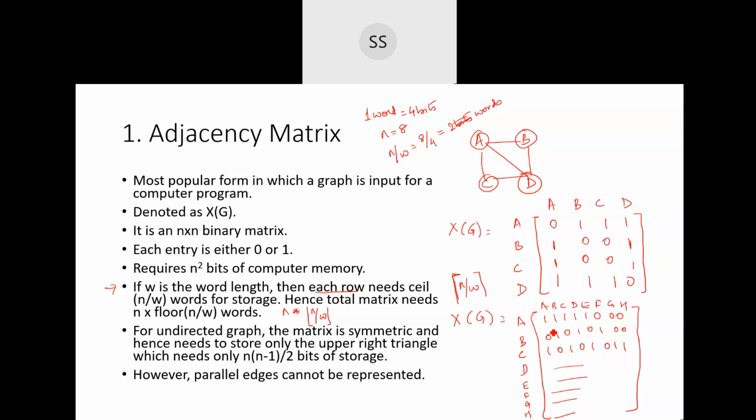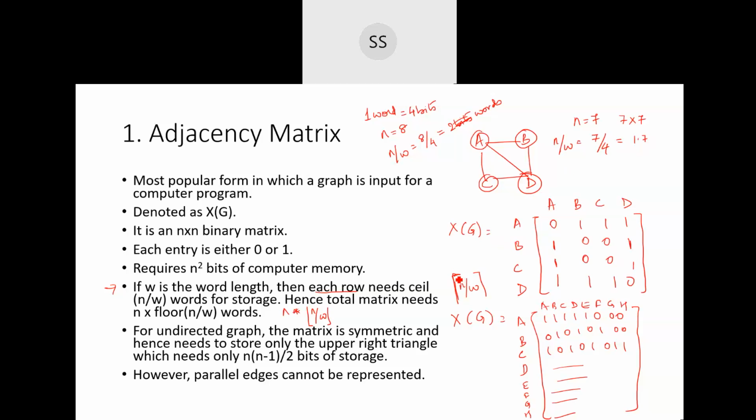Imagine you don't have 8 vertices. Instead, your n value is equal to 7. That is, instead of 8 vertices, you have 7 vertices, a 7 by 7 matrix. I do the same calculation, n by W, that is 7 by 4. What do you get for 7 by 4? Approximately 1.75.